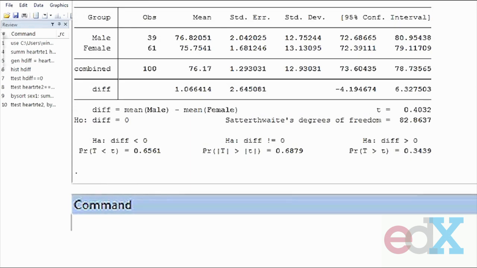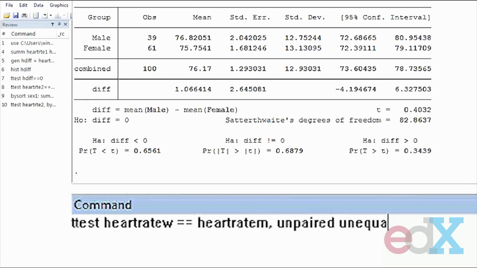So let's say instead of having heart rate in one variable and then sex in one variable, we have heart rate for women in one variable and heart rate for men in the other variable. Now how would we perform a t-test then? So we could use the following command. Okay, now this variable here, heartrateW, that's our heart rate for women, and that's one variable. And then heartrateM, that's our heart rate for men.